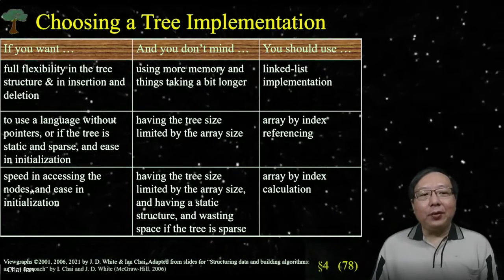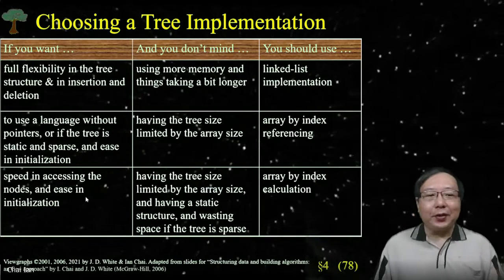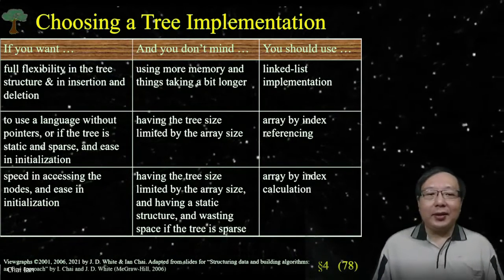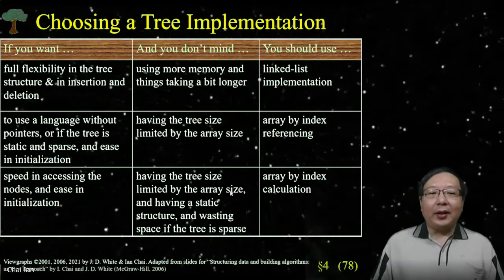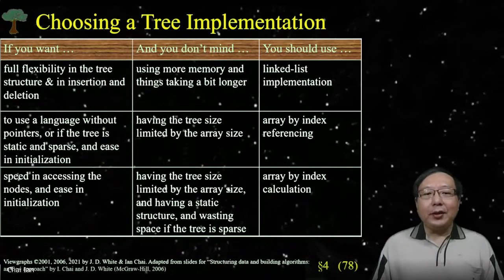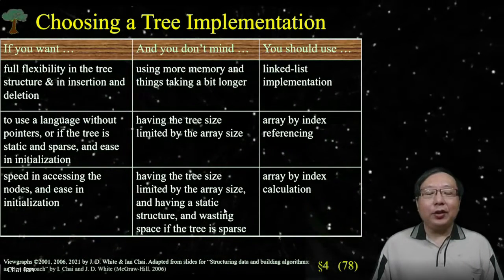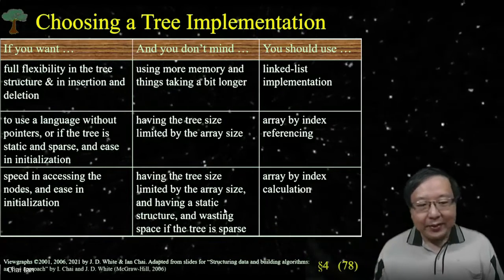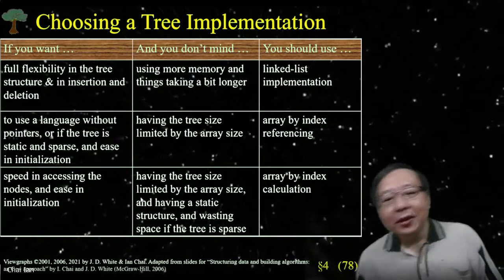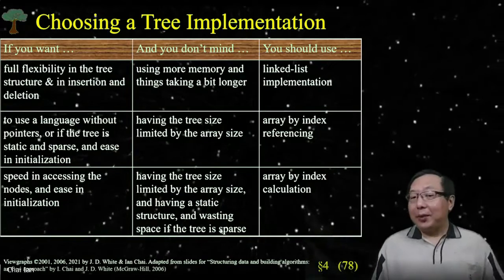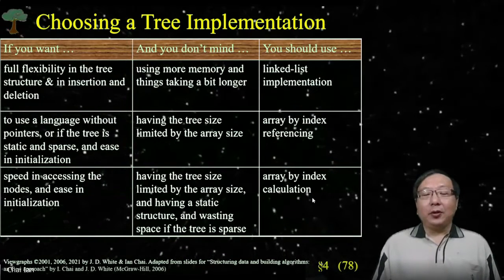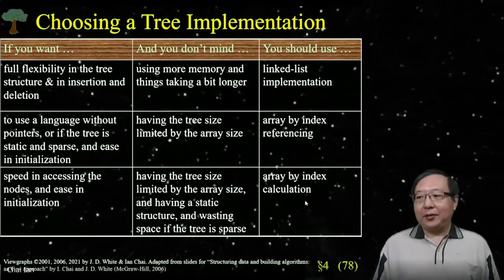If you want very fast access of the nodes and initialization, and you don't mind having the tree size limited by array size and having a static structure, and if your tree is sparse like array space, then you can do array by index calculation.